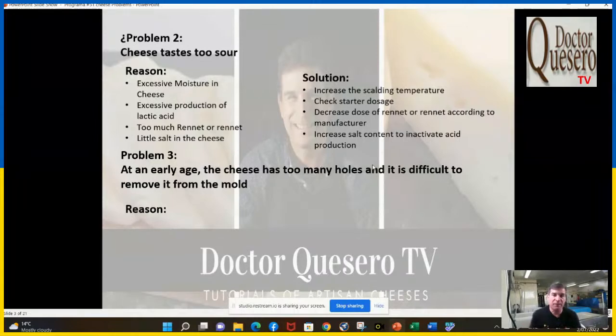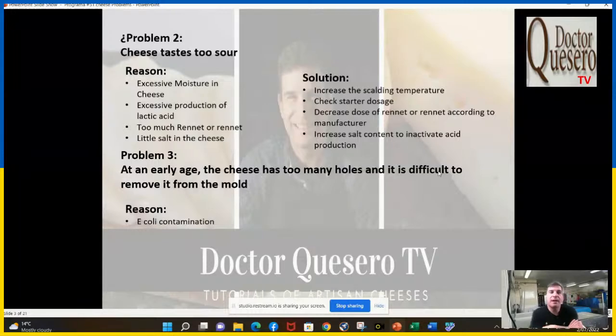This happens very frequently: when the cheese blows up, when the cheese expands into the mold, it is because the cheese has produced gas inside, and it has increased in size, and it's very hard to take it out from the mold. Reason: cross contamination, basically. Okay, it might be by E. coli. E. coli is Escherichia coli, okay.